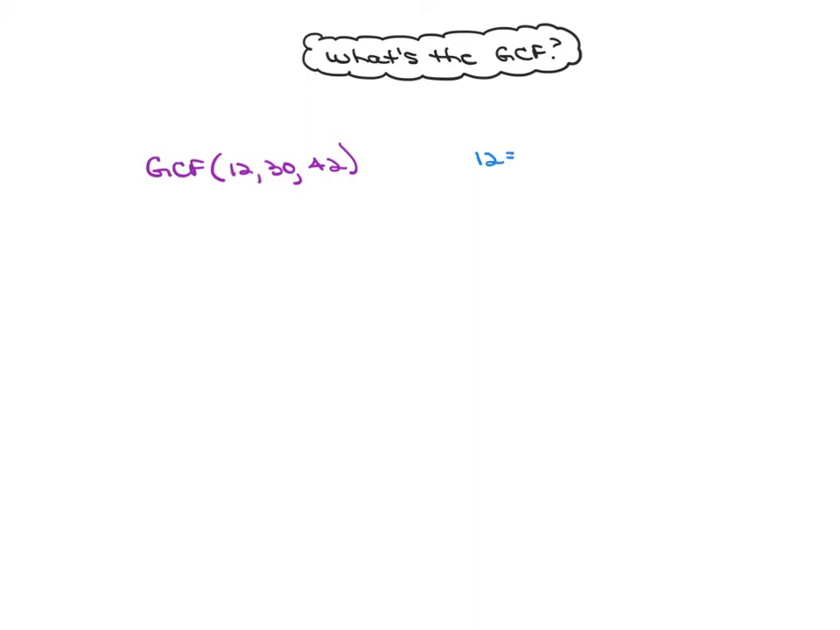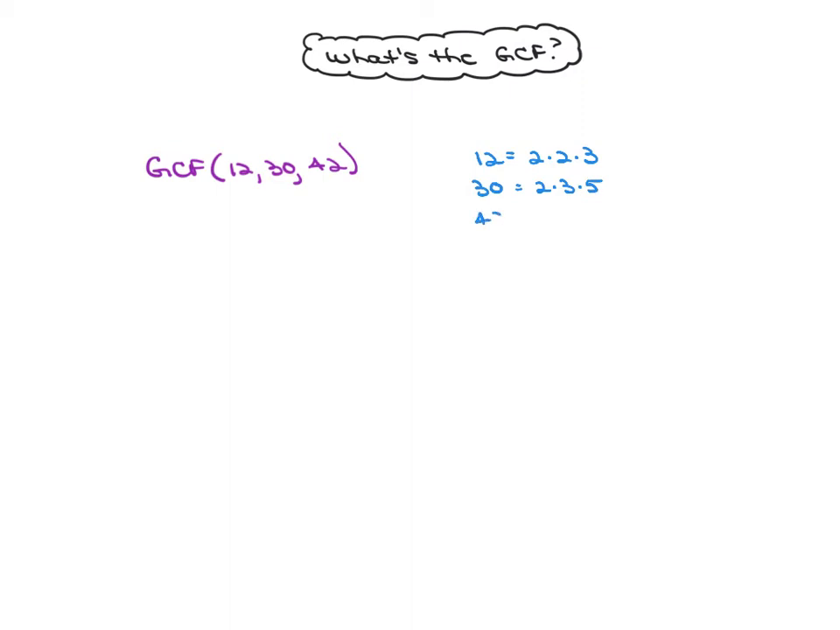factorization. All right, for 12, I know 12 is 4 times 3, and I know 4 is 2 times 2. So the prime factorization of 12 is 2 times 2 times 3. What about 30? I know that's 6 times 5, and 6 is 2 times 3. So 30 is 2 times 3 times 5.